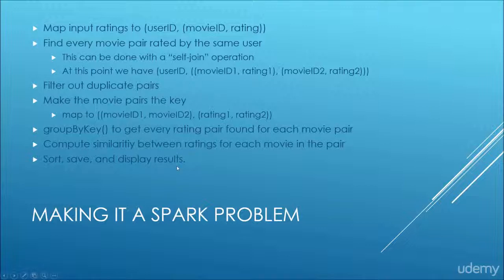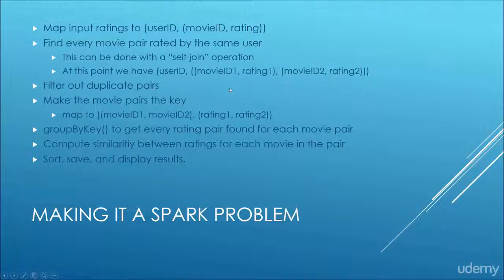So here's our strategy. What we're going to do is map the set of input ratings from the MovieLens data set to key value pairs where the key is the user ID and the value is this composite movie ID and rating structure. Okay, so for every line of input, we're going to create a key value where the key is the user and the value is the rating for a given movie ID.